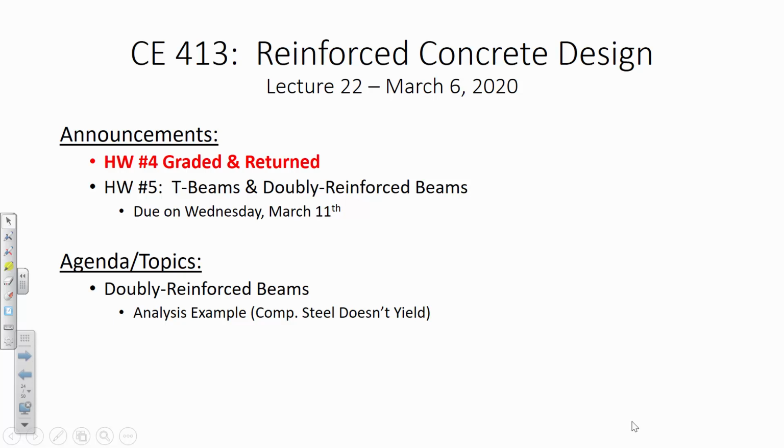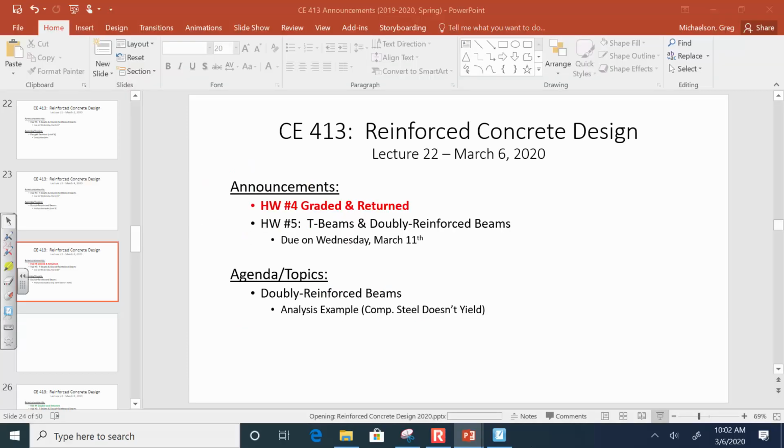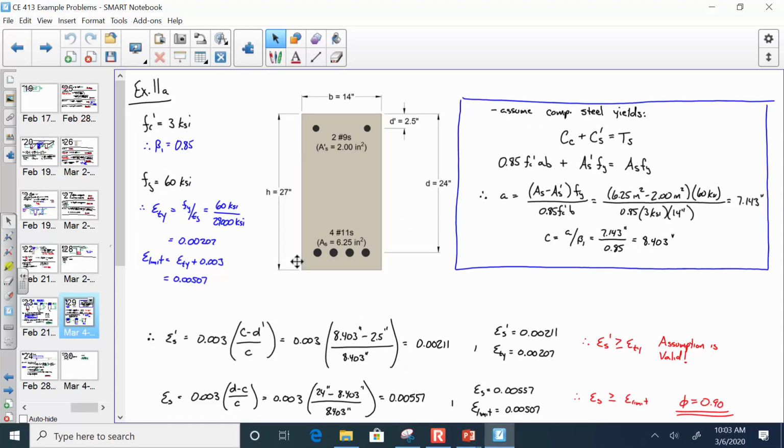Okay, because homework 5 has 3 T-beam problems, but 1 doubly reinforced problem. We did the one where the compression steel yielded. Now we need to do one where the compression steel doesn't yield. It's fairly plug and chug, but I do want to go ahead and knock this out. So just so everybody remembers, this was the problem that we did last time.